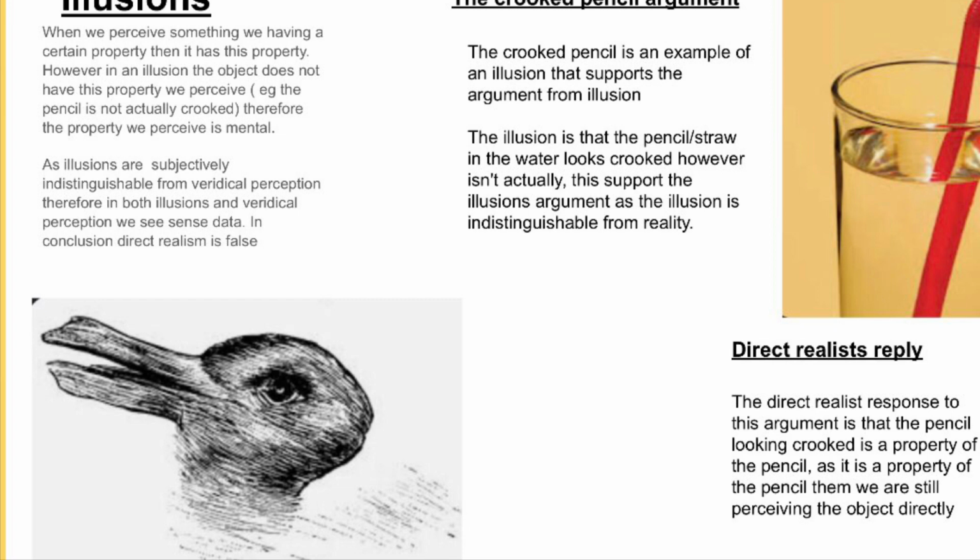One example of an illusion is the crooked pencil argument. This is where a pencil or straw is placed in a glass filled with water, and the pencil looks crooked. This is an example of an illusion, as it's indistinguishable from reality. The direct realist response to this argument is that the pencil looking crooked is a property of the pencil. As it is a property of the pencil, then we are still perceiving the object directly.